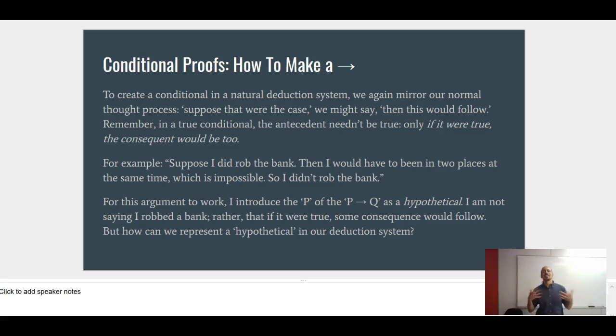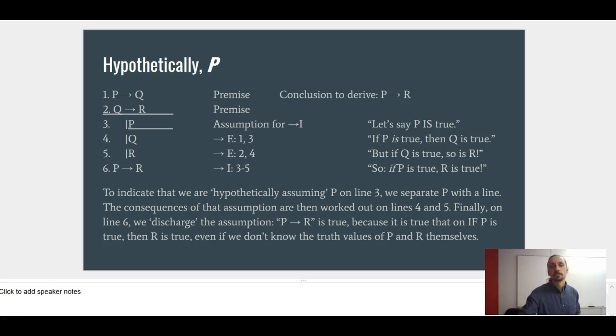I can think, well, okay, suppose I robbed the bank. Then I would have to be in two places at the same time. Copper, you see? Why am I doing a bad gangster accent? It's the 30s. Which is impossible, so I didn't rob the bank. For this argument to work, I have to introduce the P of the if P then Q as a hypothetical. I'm not saying I robbed the bank. I'm saying, well, look, if I did rob the bank, I'd have to be in two places at the same time. So how do I represent this hypothetical in our deduction system?